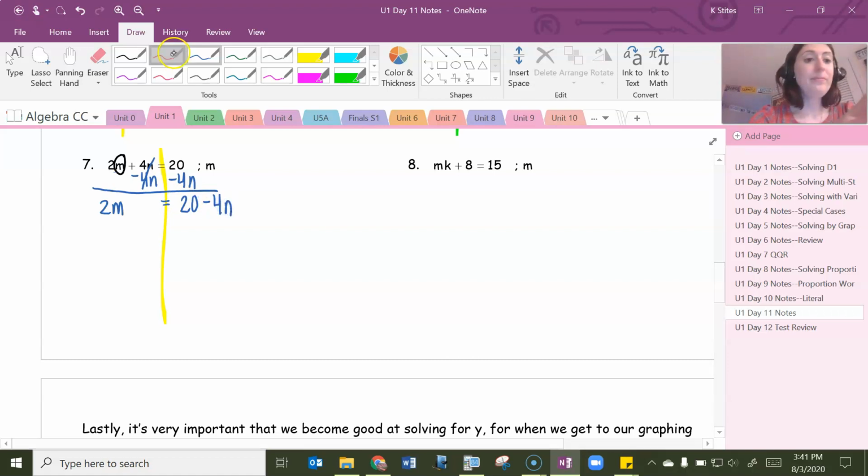Okay? We're still solving for m. So now what are you going to do with that 2? You're going to divide it.